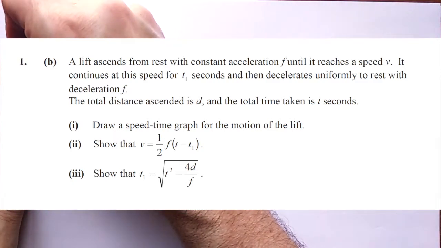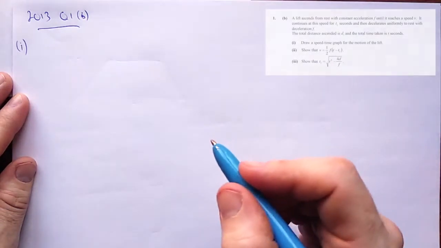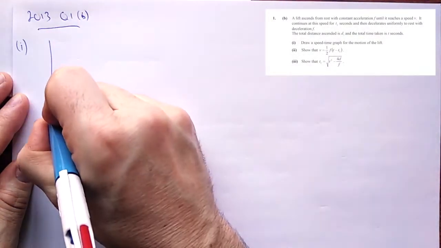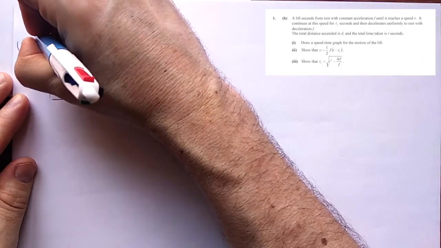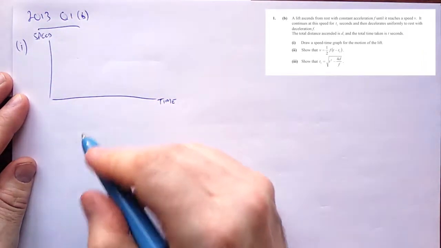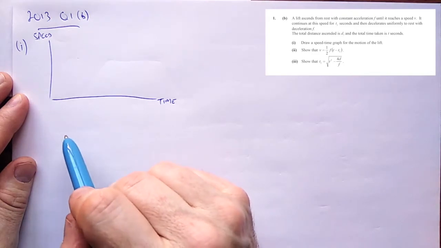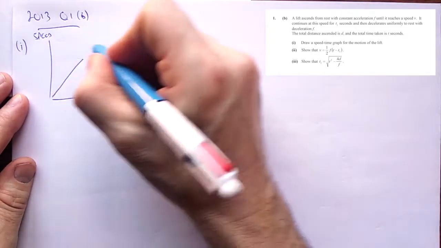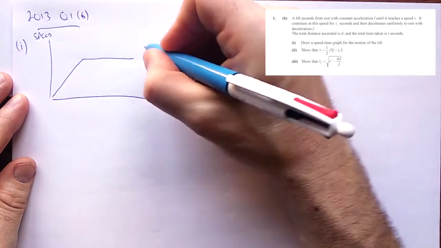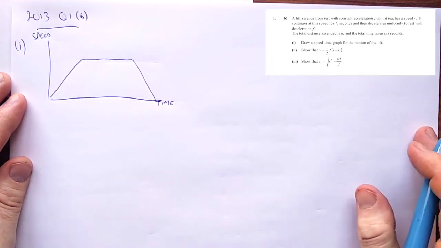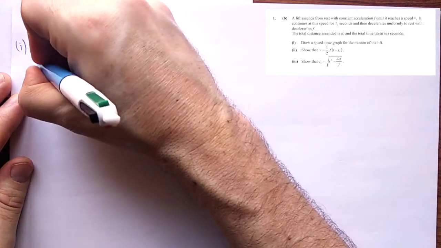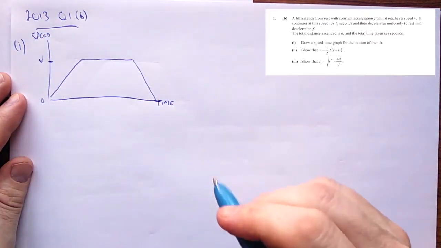In part 1, we're asked to draw our speed time graph, which is a great place to start anyway. So there we are, speed time. Now always check, is it starting from rest? And in this case it is. Constant acceleration f, steady speed, constant deceleration f, same acceleration, deceleration. So there's our total speed. Reminder that it's at 0.